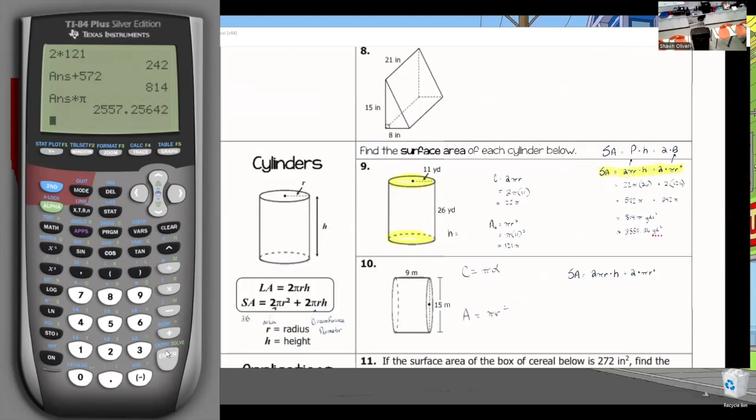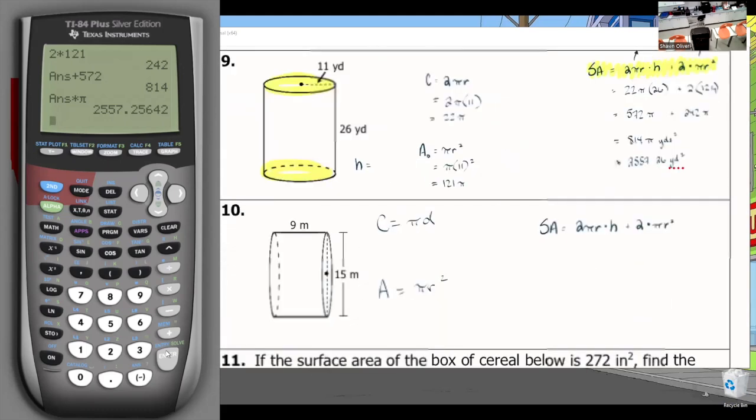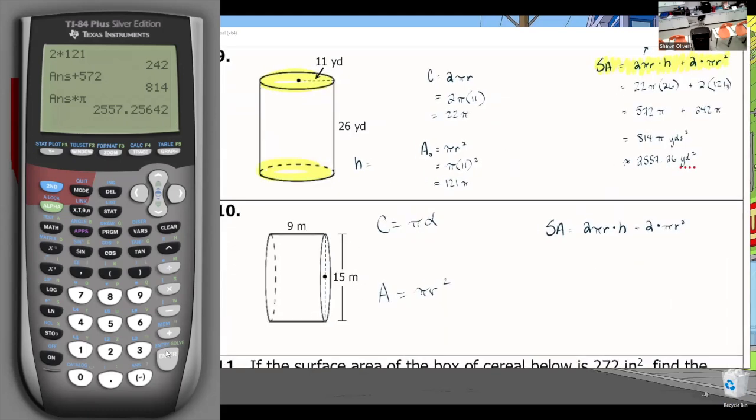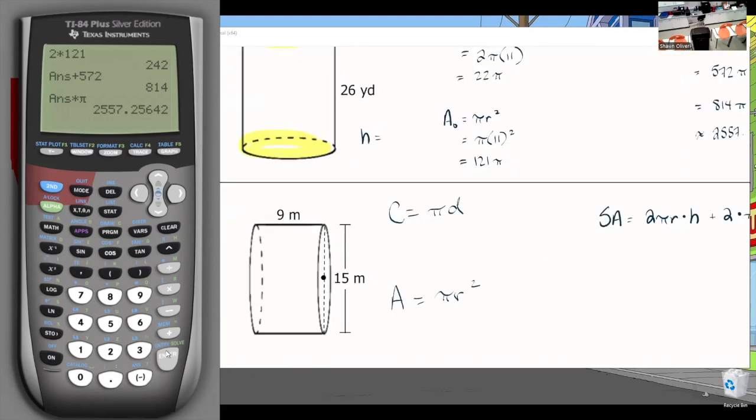We'll do one more cylinder. Okay, so circumference is pi d. We did pi d this time because they gave us the diameter. We're not trying to reinvent the wheel. So 15 pi.